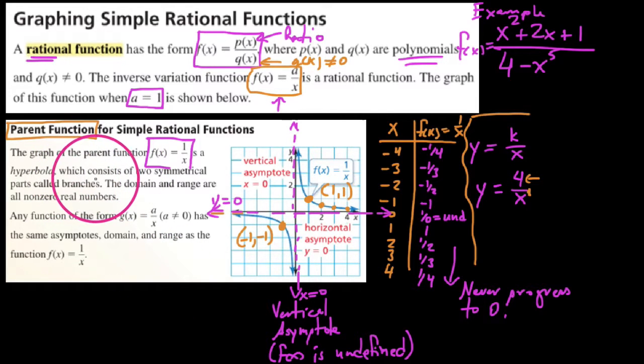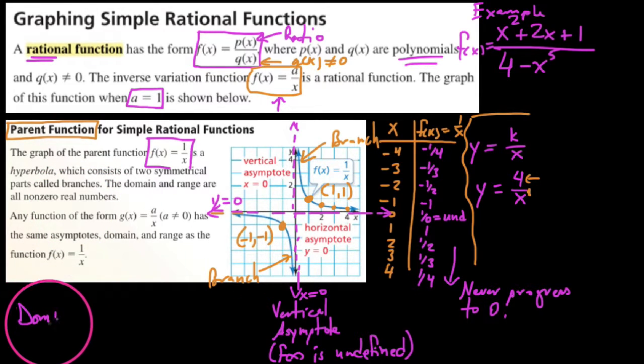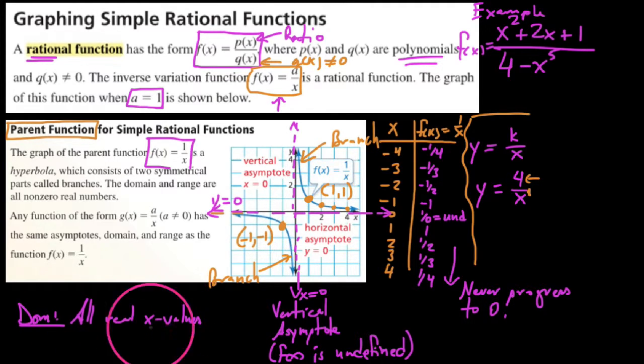And we say that a hyperbola, in this case, consists of two symmetrical parts called branches. So with these blue sections of the graph here, this is a branch of the graph, and this is the other branch of the graph, and it has multiple branches, but this is all one function, okay? We say that the domain and range are all non-zero real numbers. So when we talk about the domain, we're going to list this explicitly here. We'll write all real x values, colon, which will stand for such that, or it is the case that. We say all real x values such that x is not allowed to be 0. And this is how we'll write the domain.